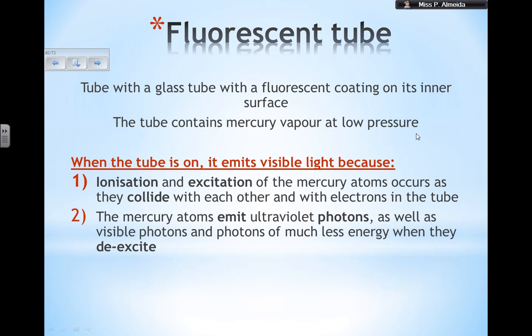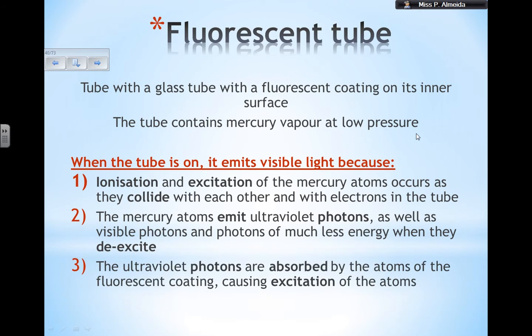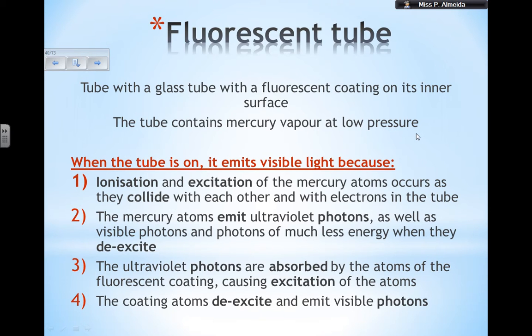Then the mercury atoms emit ultraviolet photons as well as visible light photons, and photons of much less energy when they de-excite, so some of them are visible light. Then the ultraviolet photons are absorbed by the atoms of the fluorescent coating, causing further excitation of the atoms. And then the coating atoms de-excite and emit visible photons. So if it doesn't happen in the first instance, then it happens later on, okay? So this is how you get fluorescent lights.